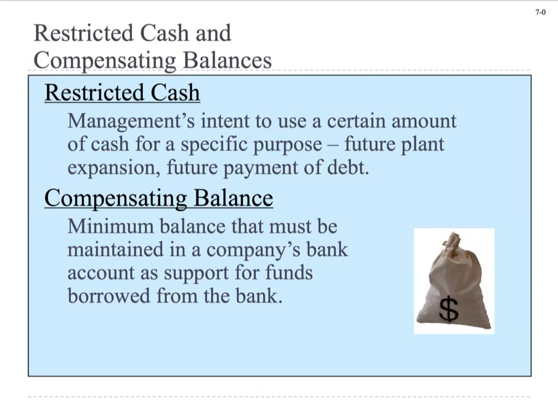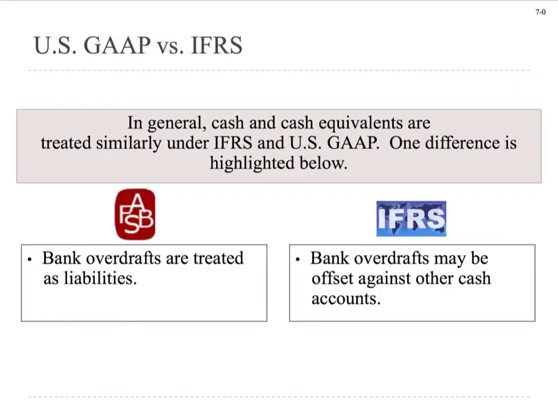Now, with restricted cash balances and compensating cash balances, these are when you have to keep cash restricted for a certain reason, or maybe you have debt and the bank requires you to keep a certain amount of cash on hand. Compensating balances are the minimum balance that must be maintained in a company's bank account as support for funds borrowed from the bank. So again, the bank sometimes may require you to restrict a certain amount of cash and have a certain amount of cash balance when they're giving out these loans. You've got our FASB. You can read through that.